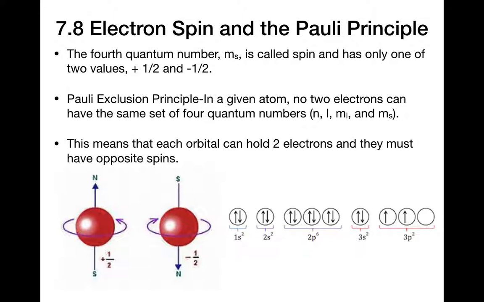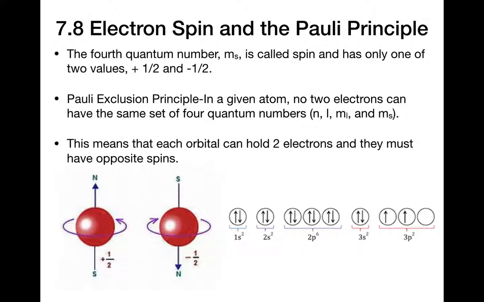The fourth quantum number, m sub s, is used for spin, and it can have only one of 2 values, plus or minus 1/2. One of the principles that we use to talk about the filling up of the energy levels is called the Pauli exclusion principle. In a given atom, no 2 electrons can have the same set of 4 quantum numbers, n, l, m sub l, and m sub s.